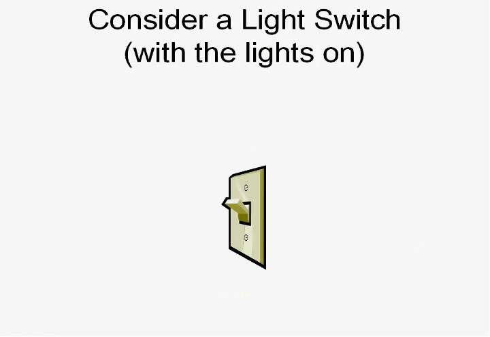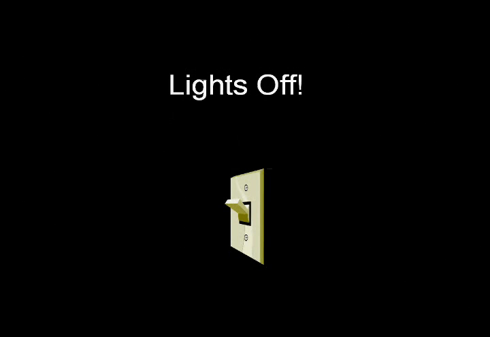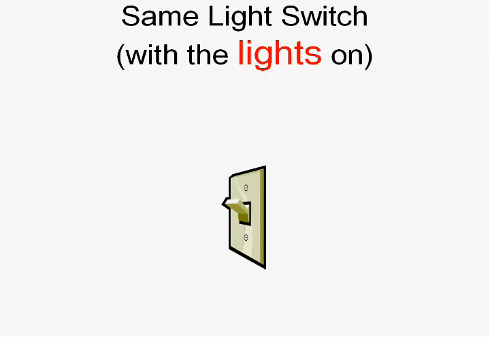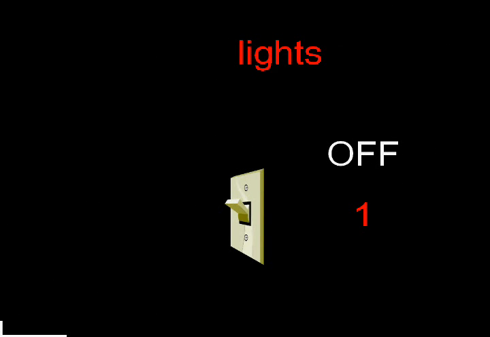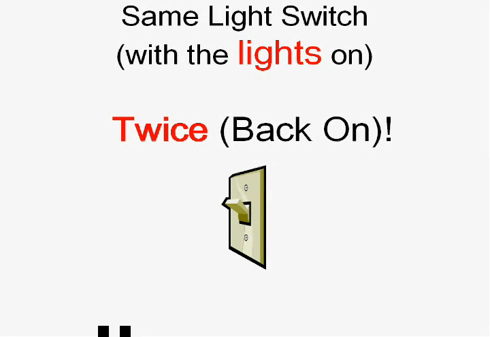Well, consider this. Think of a light switch with the lights on. That's positive, okay? Now, if we flip it once, if we do its opposite once, the lights are off. Okay, simple. Let's start again. Same light with the lights on, that's positive. What if we flip it twice in a row? Once is off. If we hit it again, we end up back where we were, don't we?